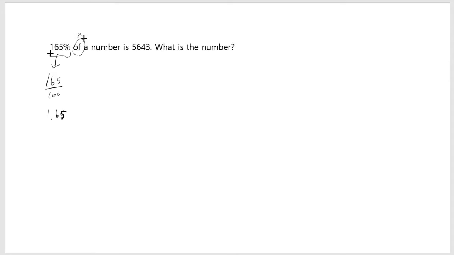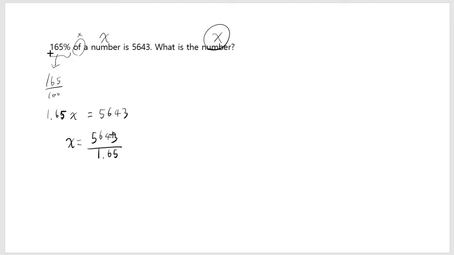Of means multiplication. So 1.65 times a number is 5643, and you're asking for that number, so we're going to call that x. 1.65x is equal to 5643. And the question is, what is that number? Now, you can simply divide by 1.65 and get 5643 divided by 1.65.